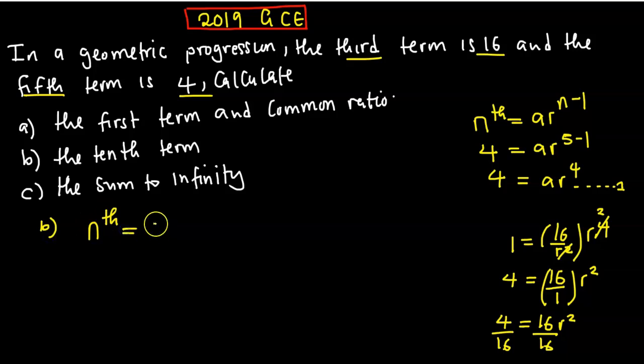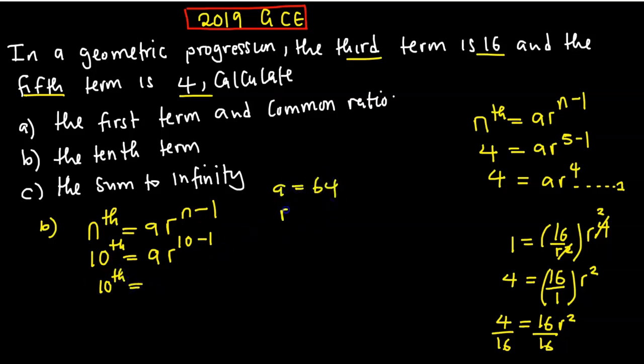So the nth term formula is a r to the power n minus 1. Since we are finding the 10th term, we are going to say 10th term is equal to the first term, a, times r to the power n minus 1, n is 10. So 10 minus 1 is 9. So here, for the 10th term, we can replace a. Our a we found is 64. Our r we found is 1 over 2. So we can replace this. So 64, then 1 over 2, to the power 9.